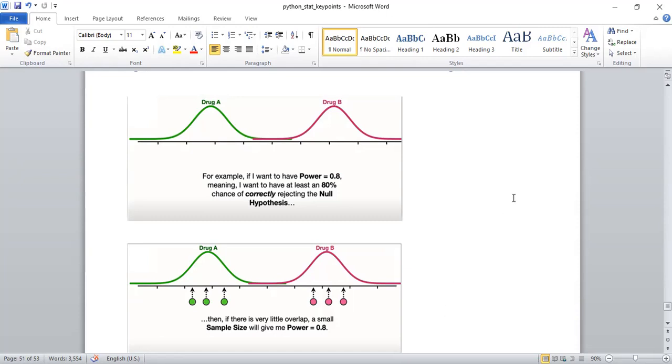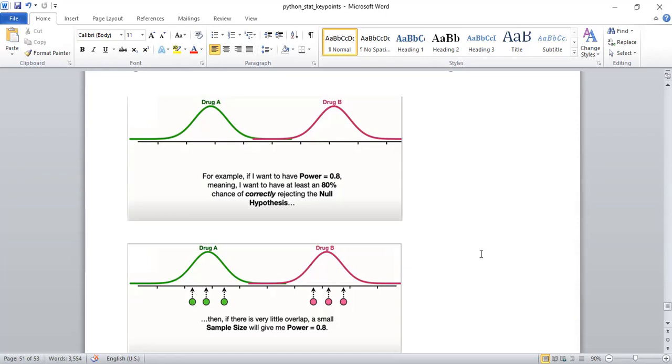So look, there are two types of drugs, drug A and drug B. Look at the distributions of drug A and drug B. That is the distribution of its usage. Okay. Understood?